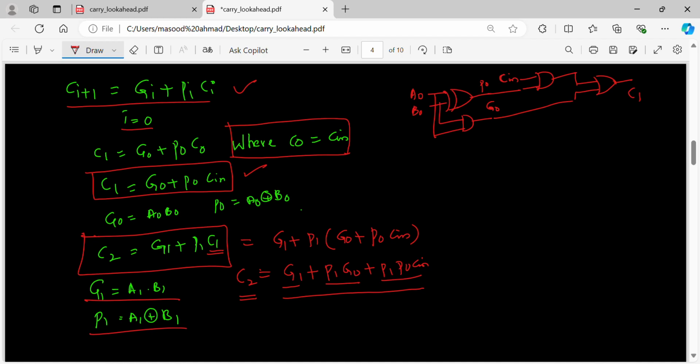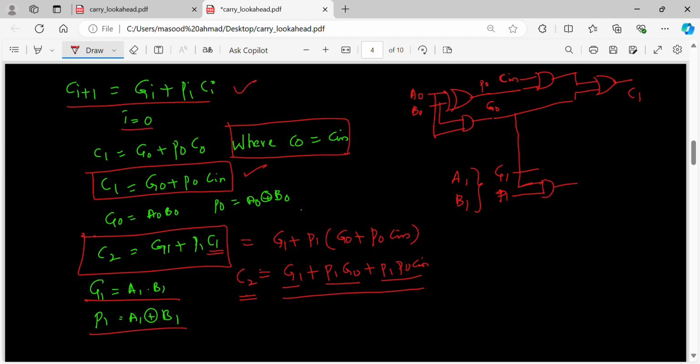So from A1 and B1, I can generate G1, P1. Already I have G0, P0. From G1, P1, G0, P0, I can get C2, right? So what is that? It is G1 plus, this should be added, P1 G0. This is P1, G0. G0 I need to get from here. P1, G0 should be ANDed.